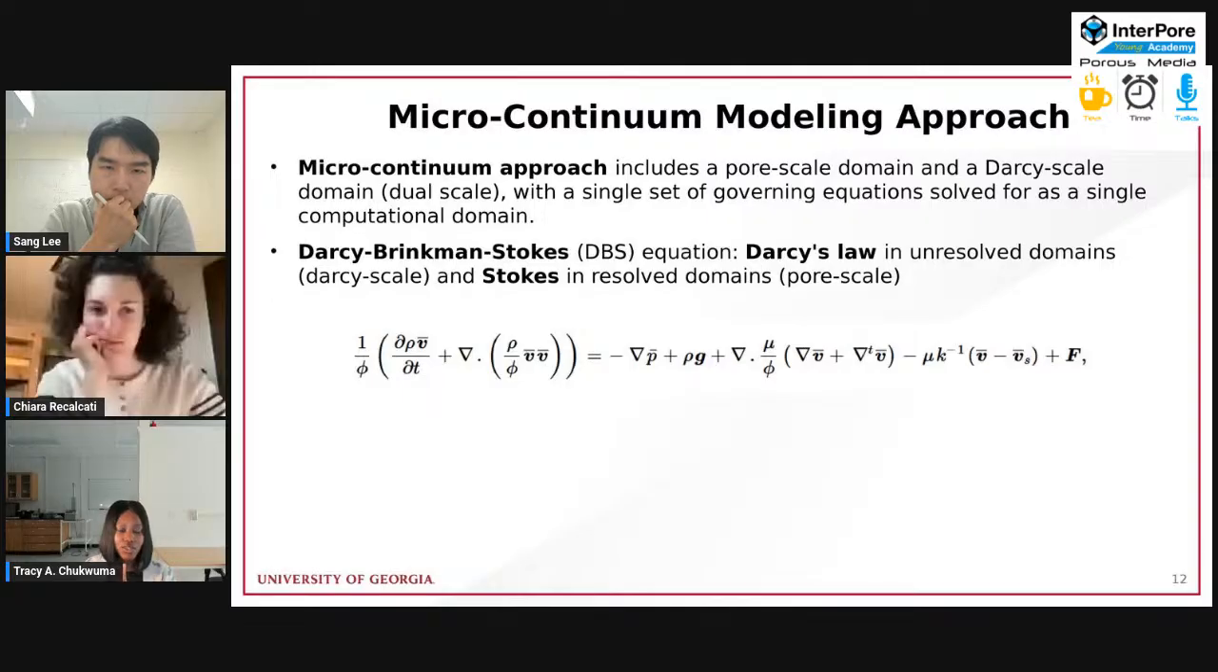And then in that, you can solve one set of governing equations through the entire computational domain. Now, the kind of fluid flow equation that this is based on is the Darcy-Brinkman-Stokes equation. This equation is very important because it's implicit and it can tend asymptotically towards whatever scale you're interested in. So it depends on how you grid the structure you're working on.